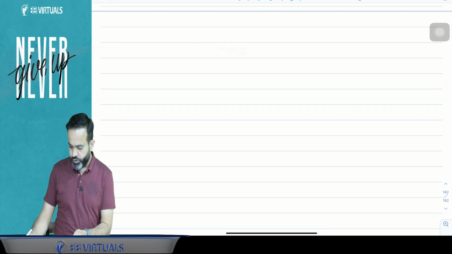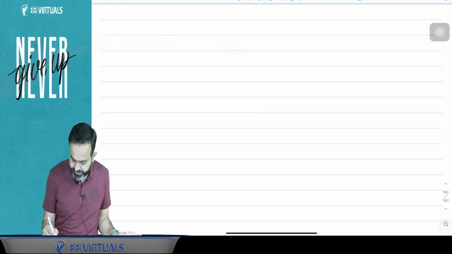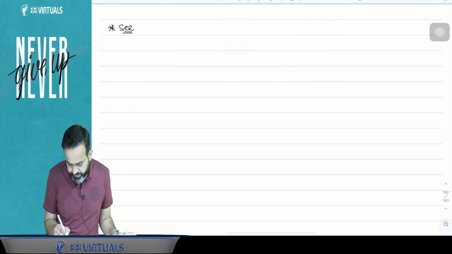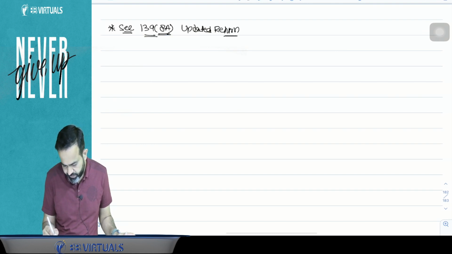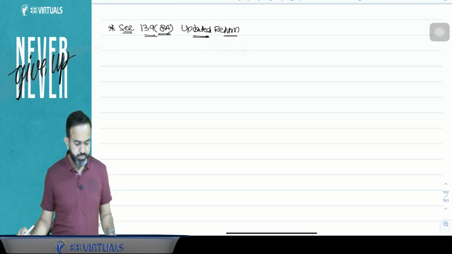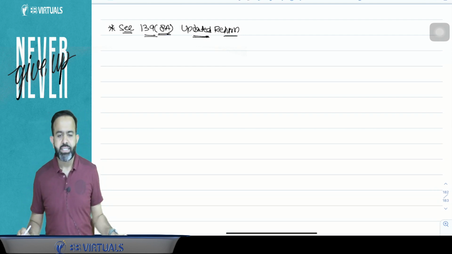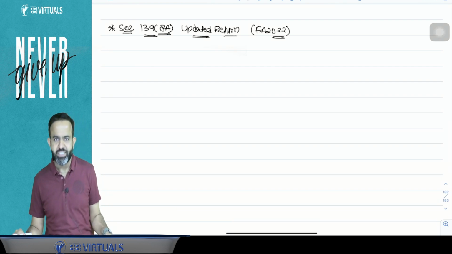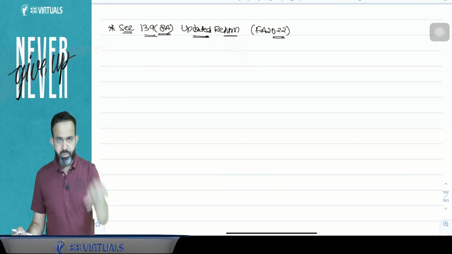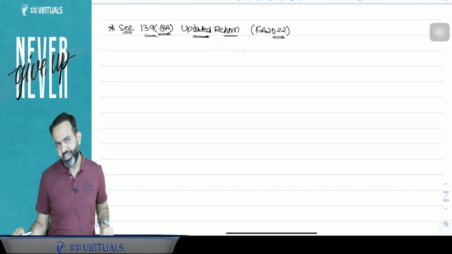So now guys, today we are going to start with one new section, that is section 139 subsection 8A, which is related to the updated return. This section was introduced by Nirmala Sitharaman ji from Finance Act 2022. So this is the amendment, and I'm expecting a 4-mark question in your examination from this part.